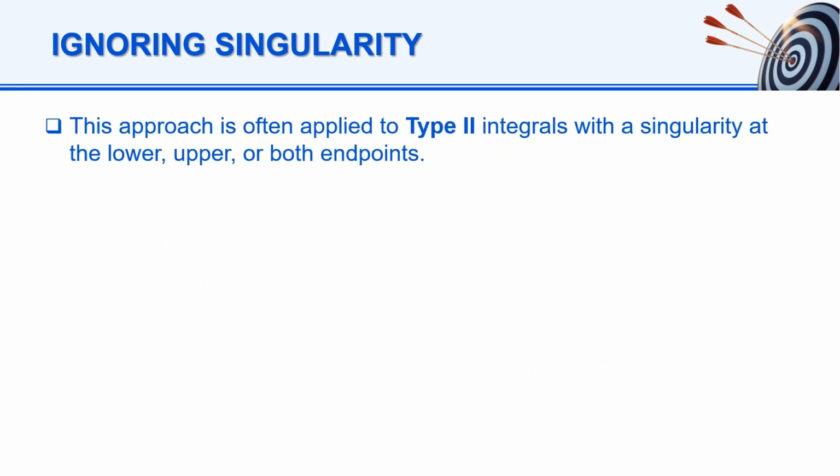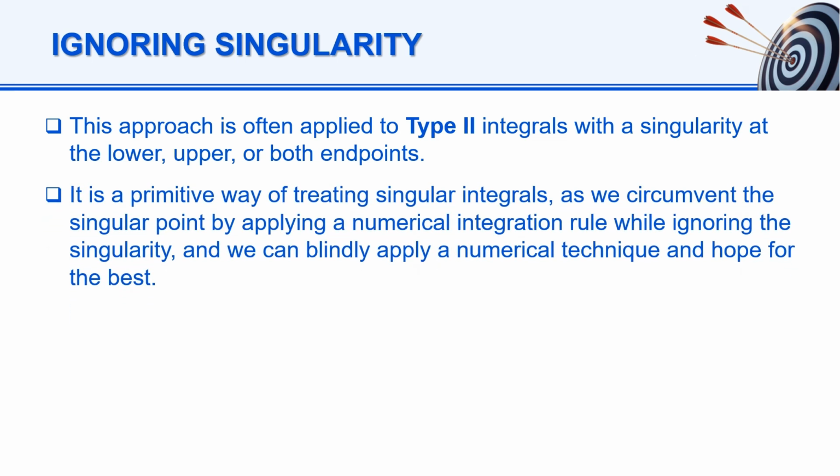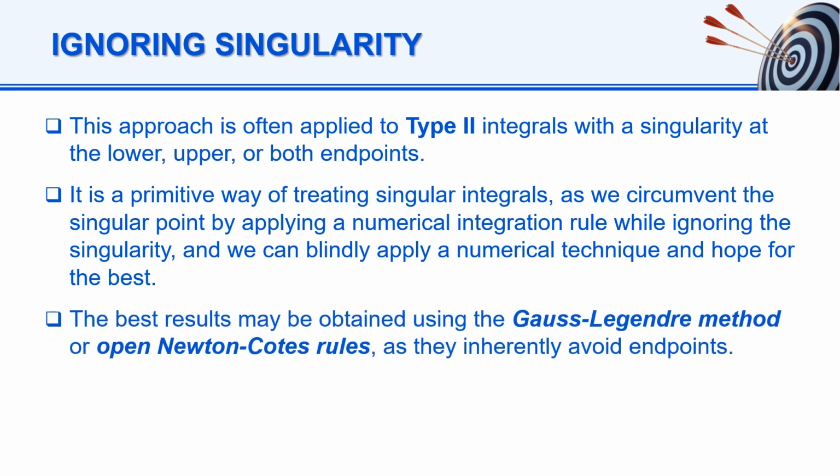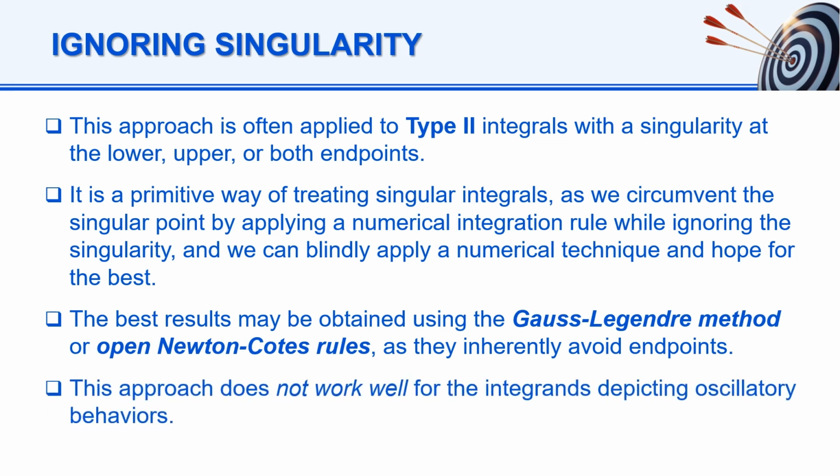Ignoring singularity approach is often applied to type 2 integrals with a singularity at the lower, upper, or both endpoints. It is a primitive way of treating singular integrals, as we circumvent the singular point by applying a numerical integration rule while ignoring the singularity, and we can blindly apply a numerical technique and hope for the best. The best results may be obtained using the Gauss-Legendre method or open Newton-Cotes rules, as they inherently avoid endpoints.